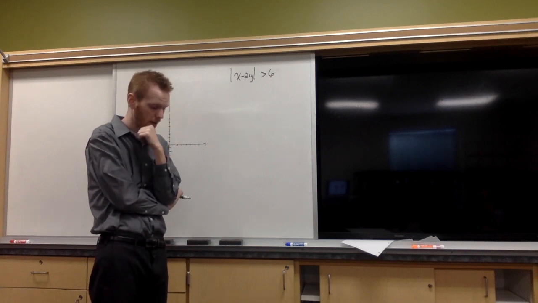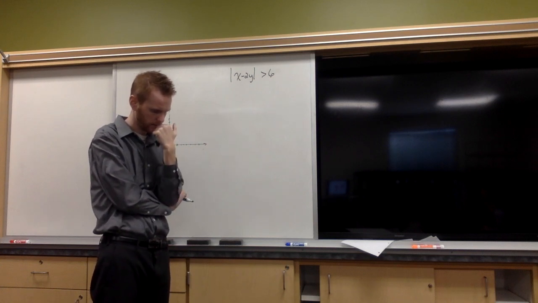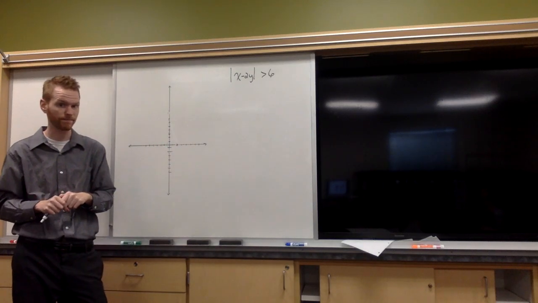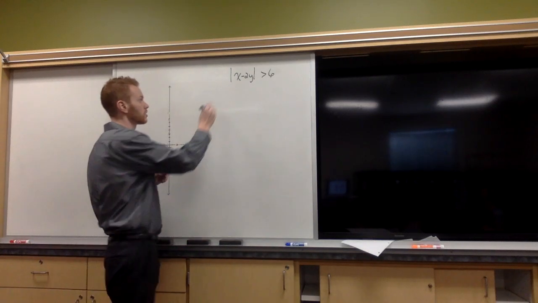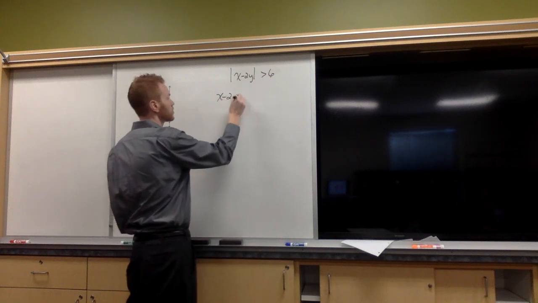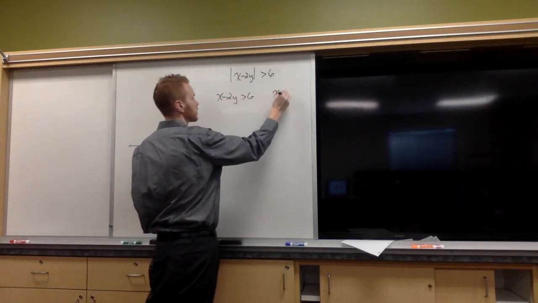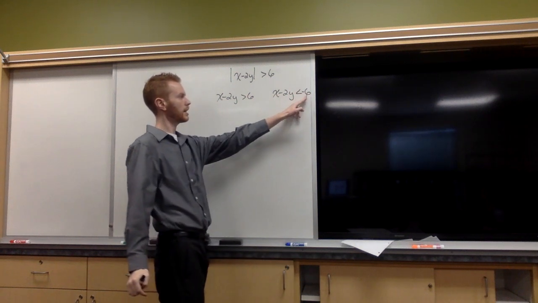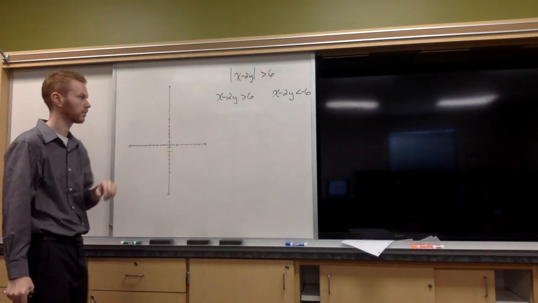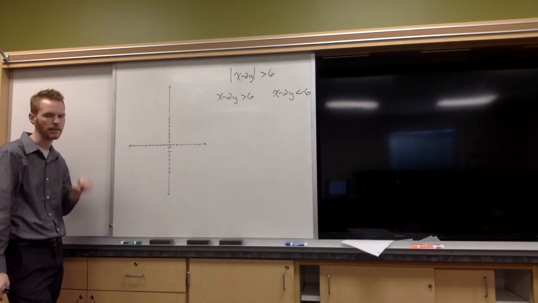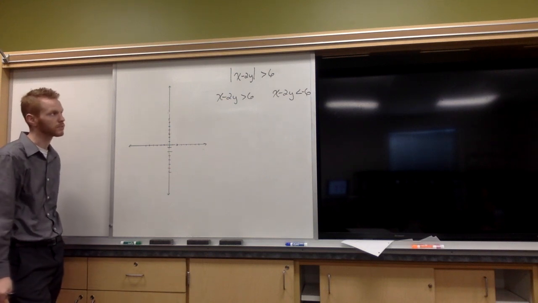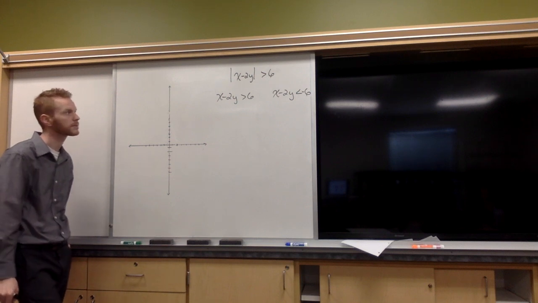Well, absolute value has 2 cases. Once I break it up into its 2 cases, can I start rearranging them? I can. So let's do that. Let's break it up into its 2 cases. Remember that the second case, we change the sign and we change the sign of the number. Go back to our very first couple lessons. We explained why that happens.